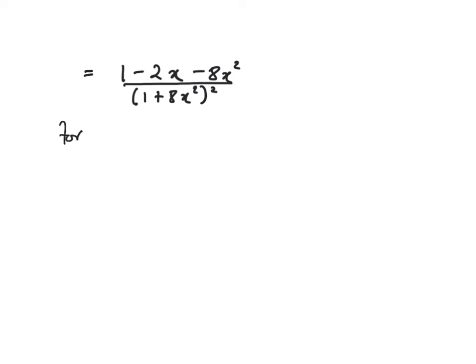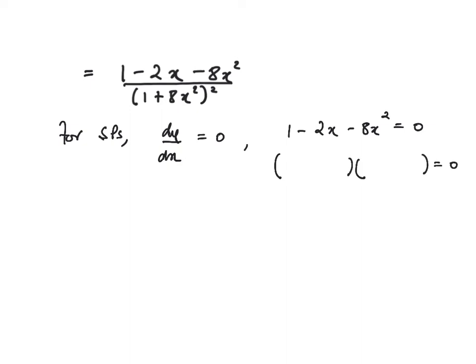Now for stationary points, dy by dx equals 0, which tells us then that 1 minus 2x minus 8x squared equals 0. We're not interested in the bottom line equaling 0, that can't happen, the function is undefined. If the bottom line equals 0, this will factorise: 1 and 1, 4x and 2x. We want a minus 2x, so there we have it. X then equals minus 1/2 and x equals 1/4.